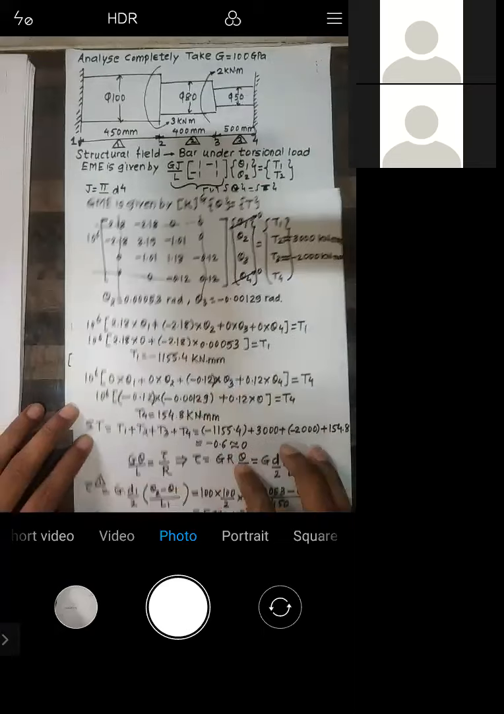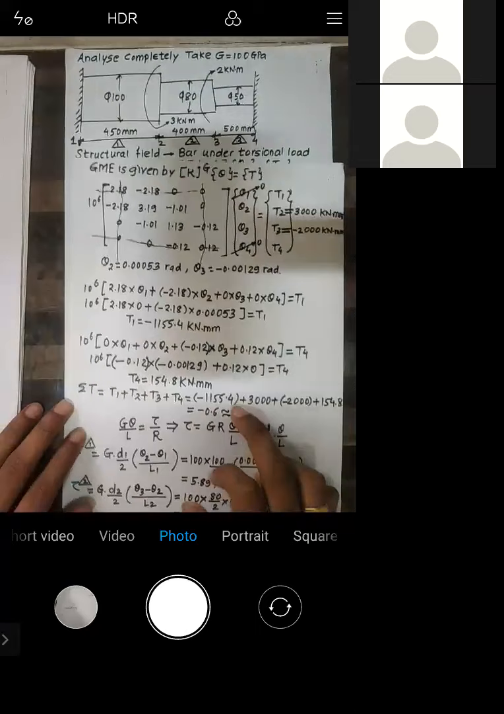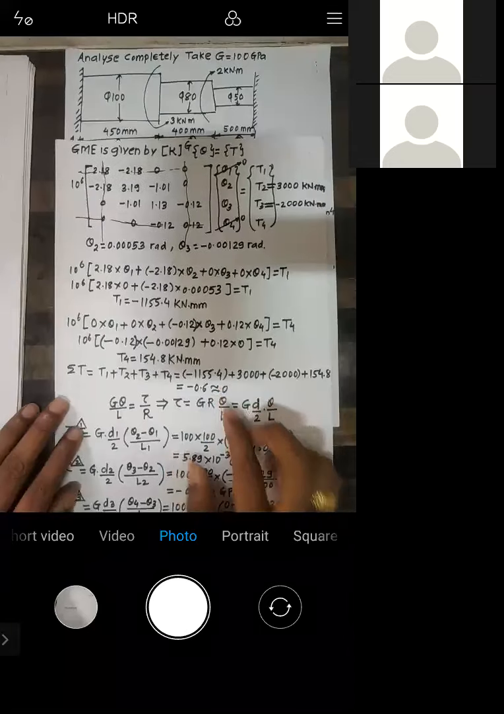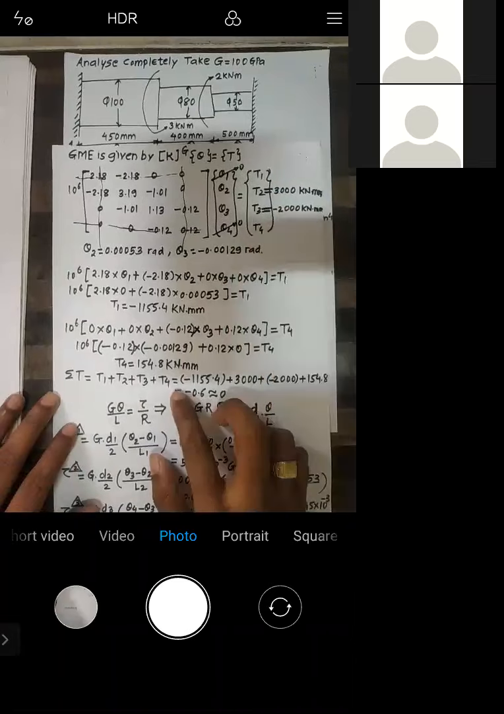Now we calculate summation of torque. So it is coming minus 0.6. So that we can consider to be equal to 0 because it's a tolerable value, right? In comparison to 3000 and 2000, this much is negligible, right?